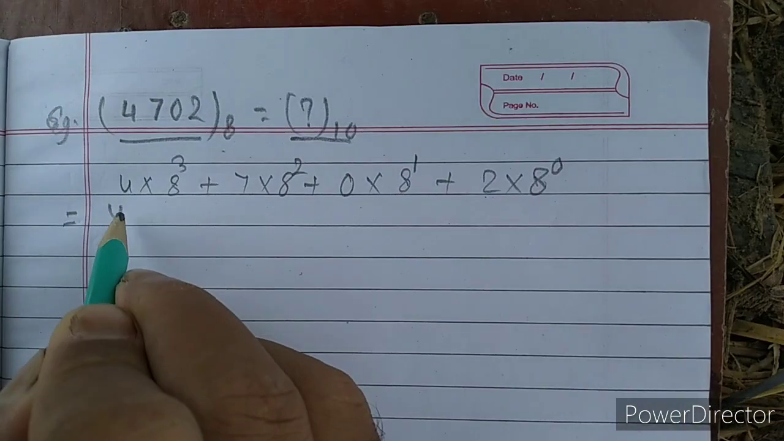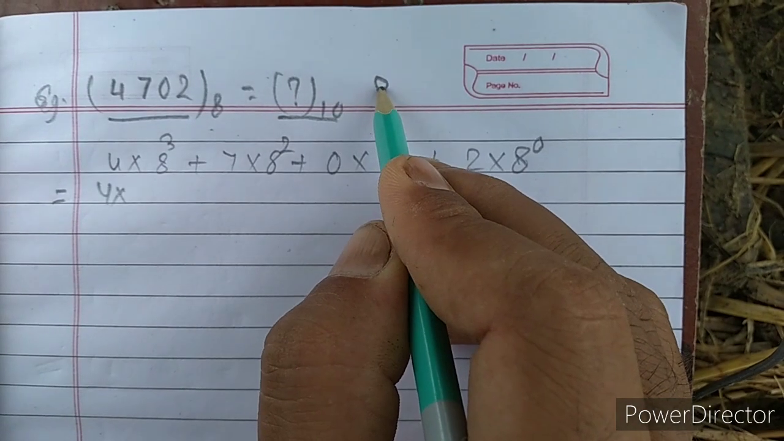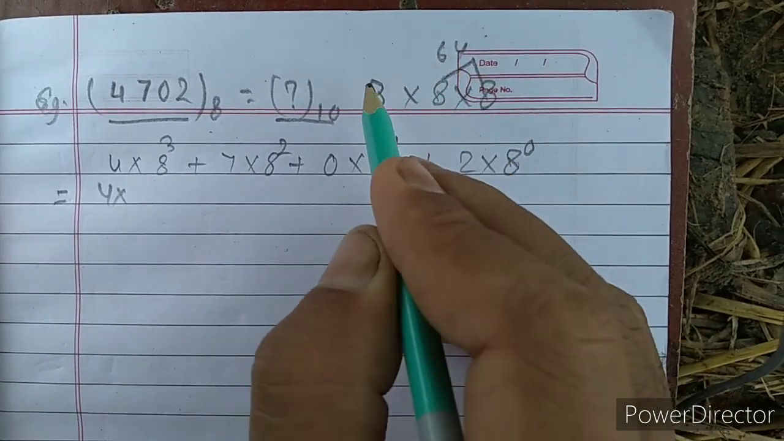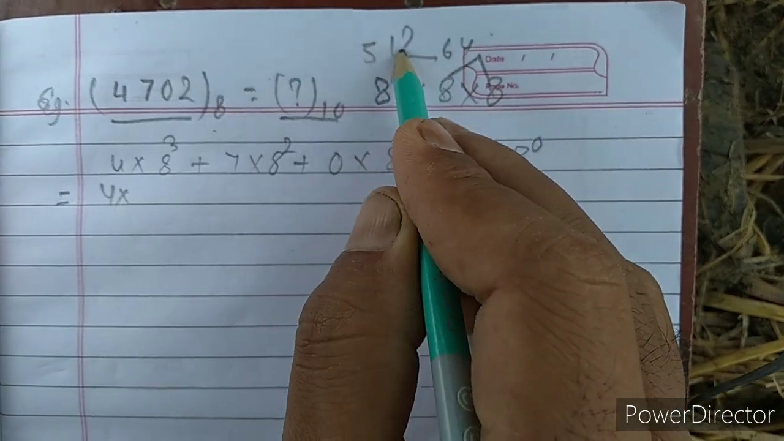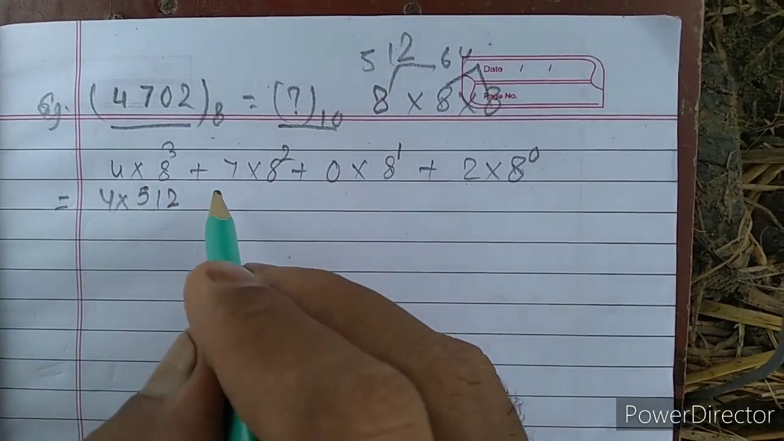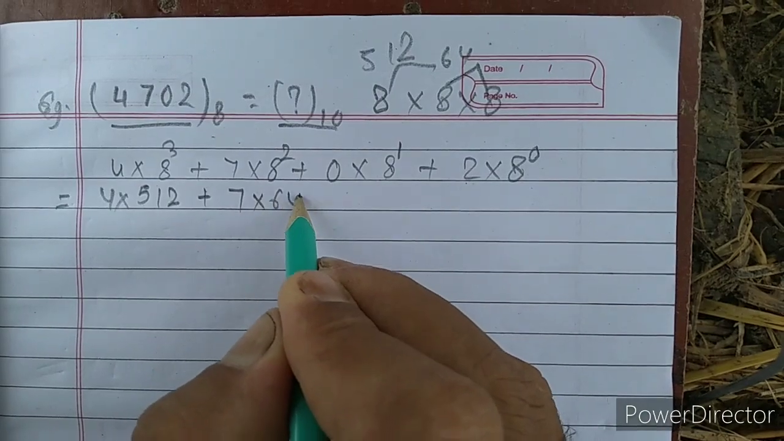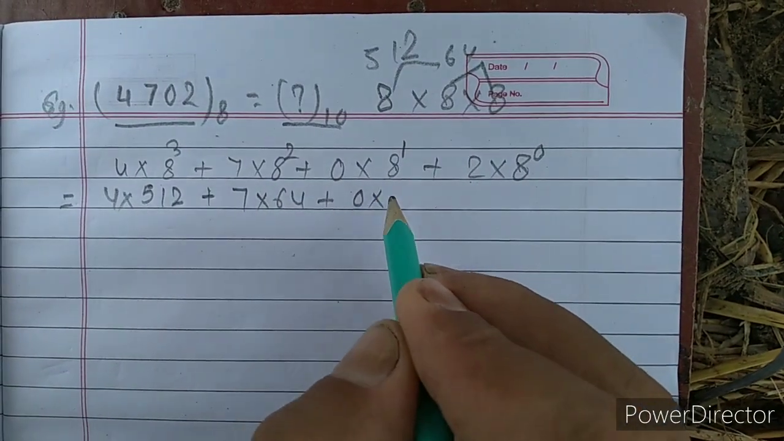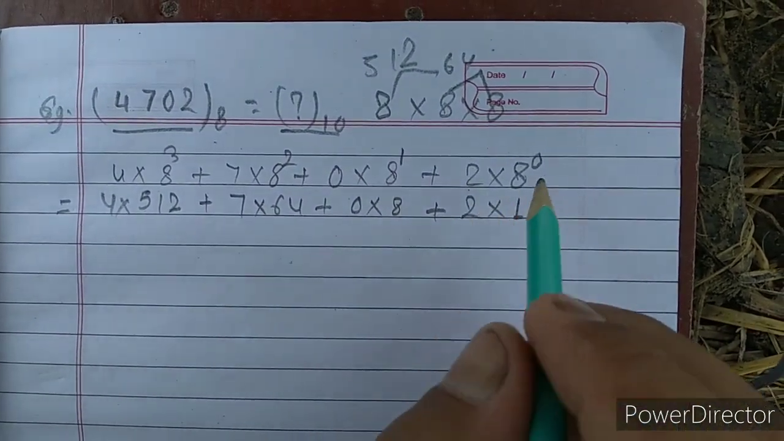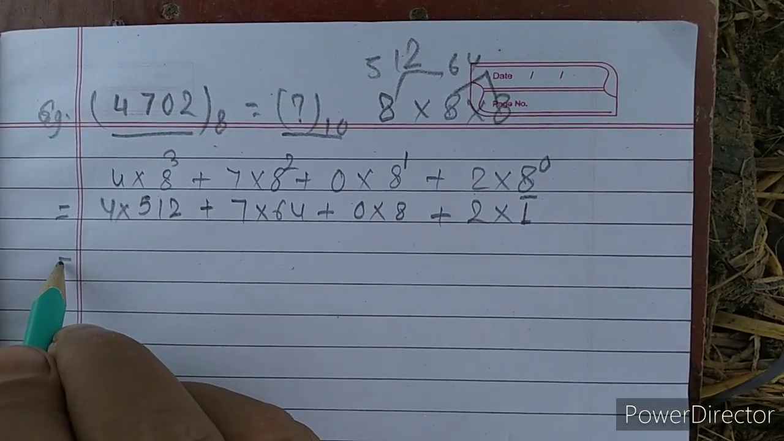So in this way we can go, 4 into 8 power 3. 8 power 3 means 3 times 8. Like I'm going to show you here as an example, 8 into 8 into 8. So 8 8s are 64, 64 8s are 512. In this way also we can go. So 512 plus 7 into 8 power 2, which means 64, plus here 0 into 8, or you can omit this, plus 2 into 1. I told you, for any number, if the power is 0, that means its value is 1. So in this way you can do the calculations.